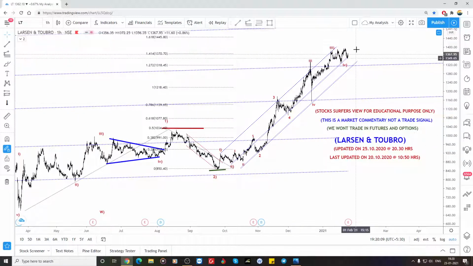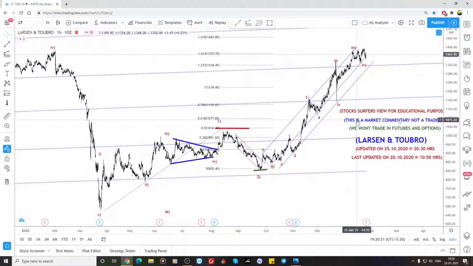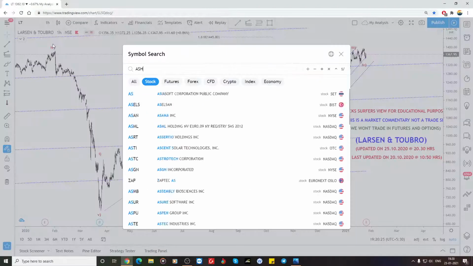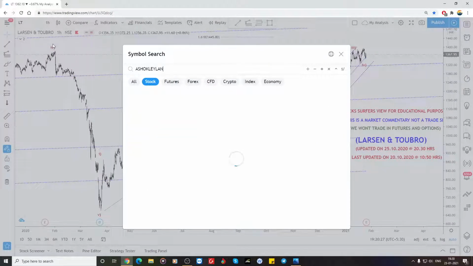So mind that we may have already ended, or it could be a fourth wave correction still with the fifth wave of the third wave to come, or it could be the end of the trend. Everything is in question mark. So we will move on to the Ashok Leyland.